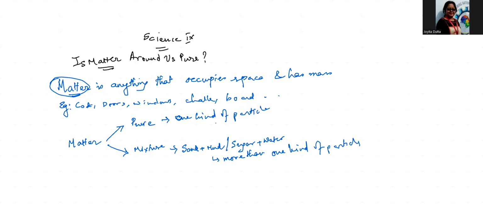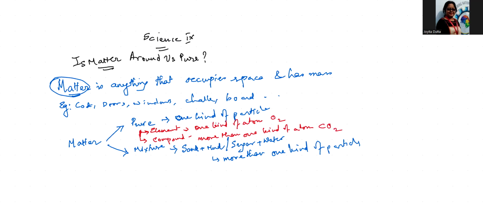Now this pure substance can further be classified into two. One is an element and the other is a compound. Element means one kind of atom and compound is more than one kind of atom. So oxygen is an element, whereas carbon dioxide is a compound.